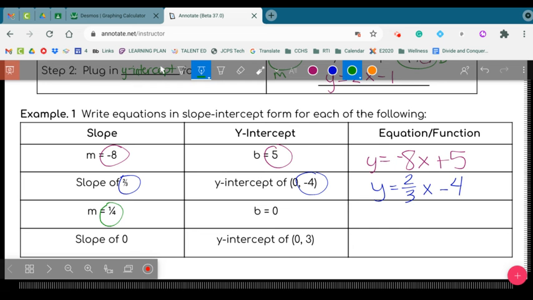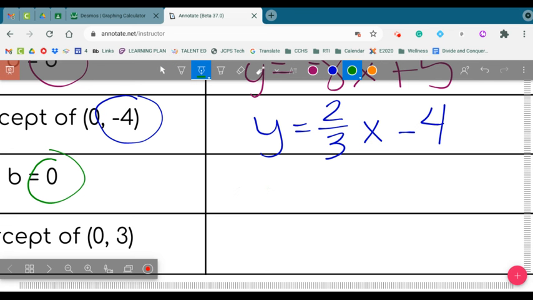Next one, we have an m value of 1/4 and a b value of 0. So you're going to do y equals 1/4 x plus 0. You do not have to put this plus 0 part, but you can if you want to.